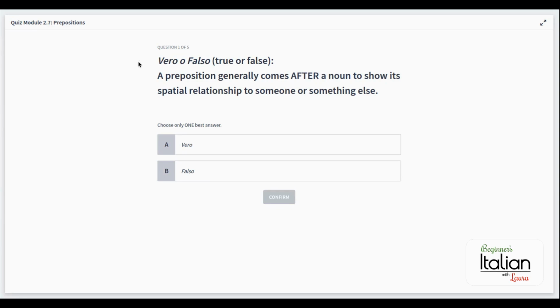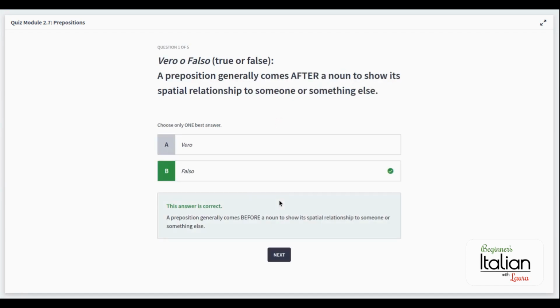Number 1, vero o falso, true or false? A preposition generally comes after a noun to show its spatial relationship to someone or something else. Choose only one best answer. A, vero, or B, falso. Okay, so this one was falso. A preposition generally comes before a noun to show its spatial relationship to someone or something else.